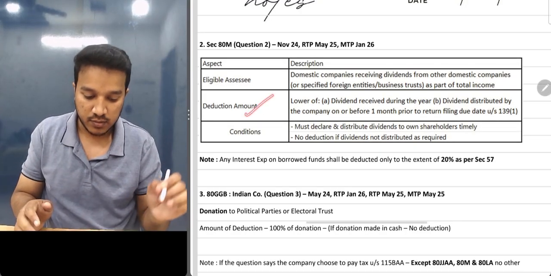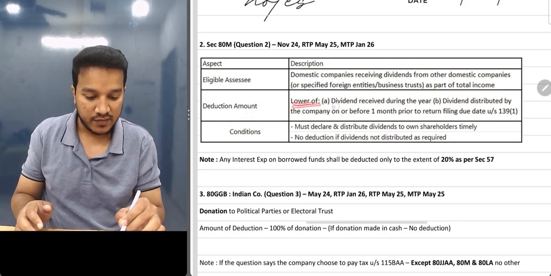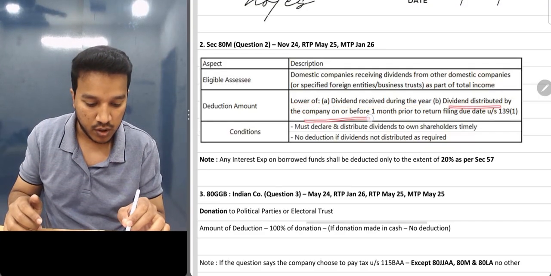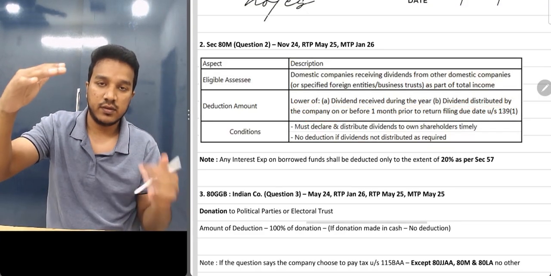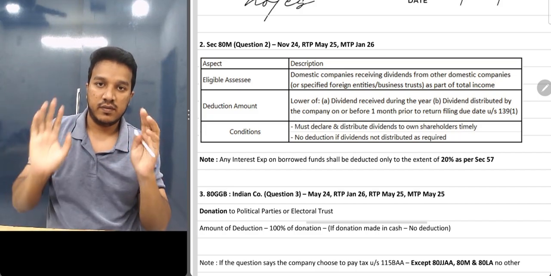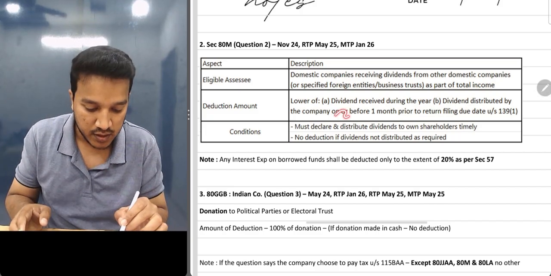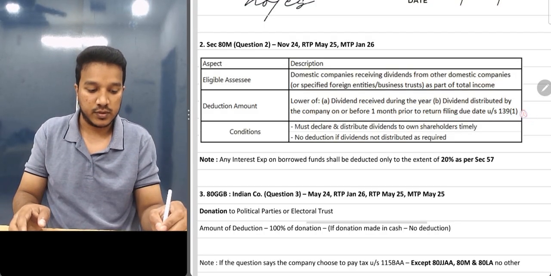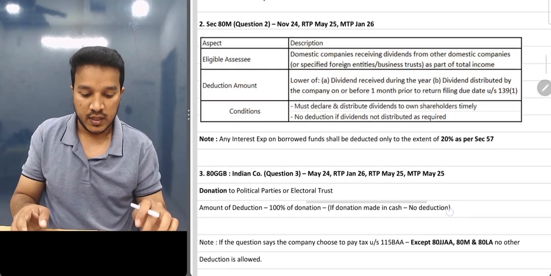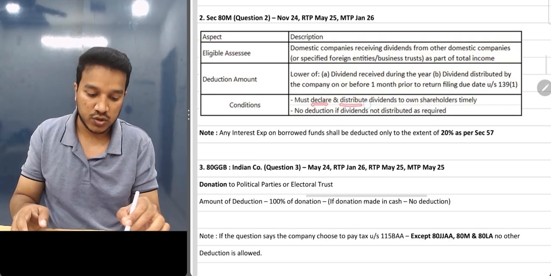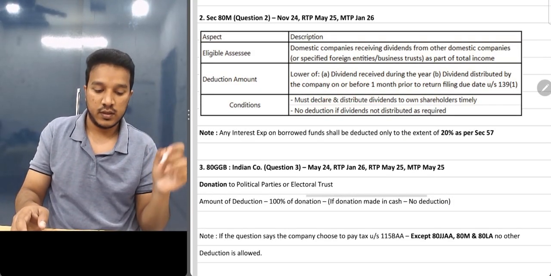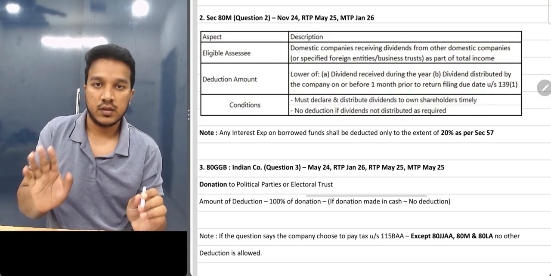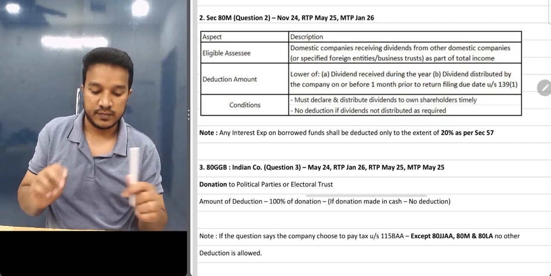Okay, now you're also paying dividend to your shareholders, then you are allowed to claim certain deductions. How do you calculate the deductible amount? Lower of dividend received during the year, and dividend distributed by the company on or before the due date, whichever is lower. One condition is that you should be distributing it on or before 1 month prior to the return filing date. This is an important one. You should not just declare, you should also distribute dividends to the shareholders. No deduction if dividend is not distributed. Declaring and leaving it does not work. You have to declare and also distribute the dividend.